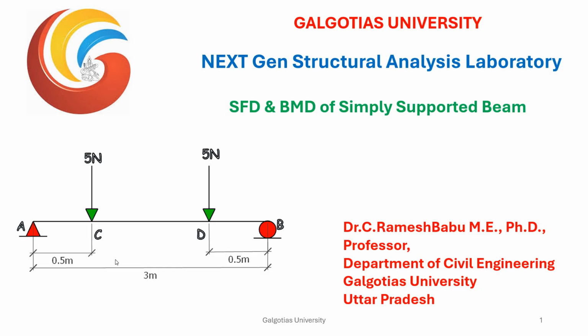Point A and point B are simply supported, and the point loads are applied at points C and D. The total span of the beam is 3 meters. So let's try to draw the shear force diagram and bending moment diagram.